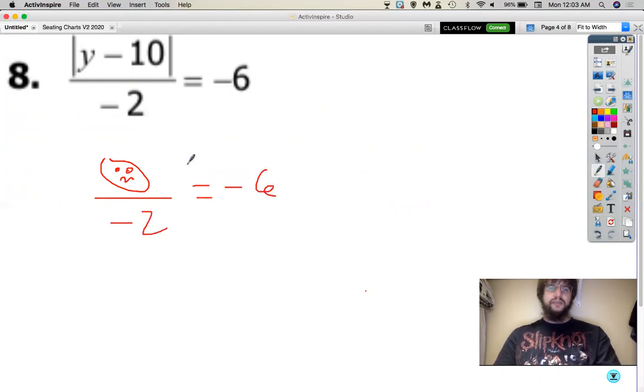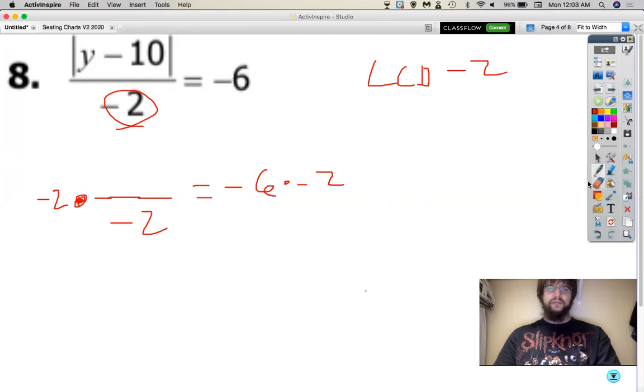So how do I get this smiley face or meh face by itself? Well, I've got divided by -2 here, so I need to multiply by -2. And that's exactly what we need to do here. We need to multiply both sides of our equation by our denominator. We only have one denominator, so to get rid of it, we multiply by this denominator, because that is our LCD. So same process applies.